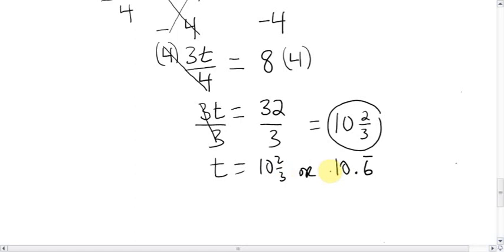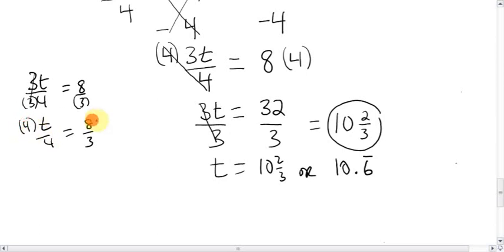Okay, so now back here, if you would have chosen to get rid of the 3 first, trust me, it would have looked uglier. Just really quickly, 3t over 4 equals 8. If you got rid of the 3, you divide by 3, the 3's cancel out, t over 4 equals 8 divided by 3. Oh man, get rid of this 4 by multiplying by 4, the 4's cancel out, t equals 32 over 3. Same thing.